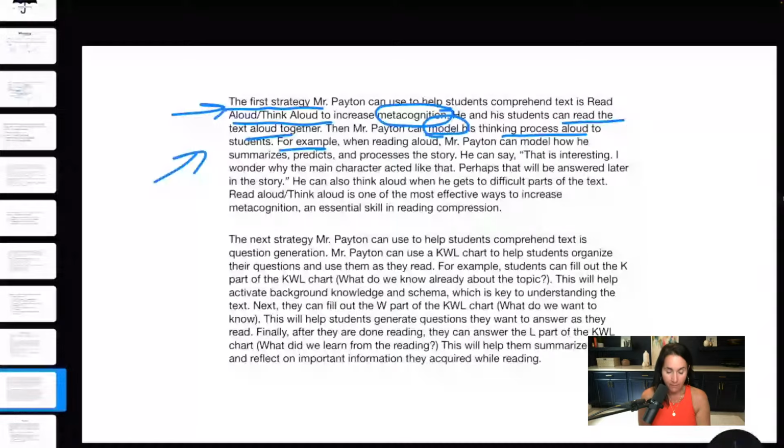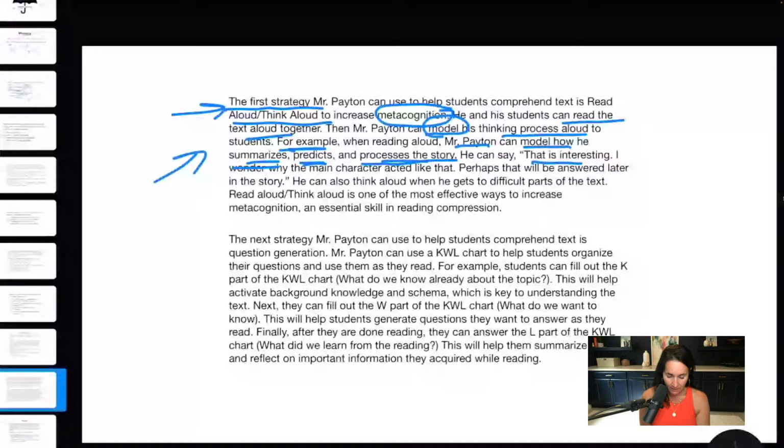For example, here we get more specific. That's very important. When reading aloud, Mr. Payton can model how he summarizes, predicts, and processes the story. Notice that I just used some specific comprehension skills there. This shows the grader that I have content knowledge. I got specific, and the fact that I know that comprehension is summarizing, predicting, and processing the story is going to score me points. He can say, that is interesting.